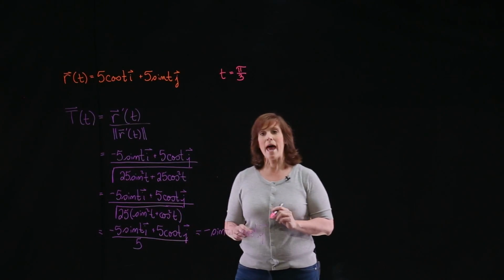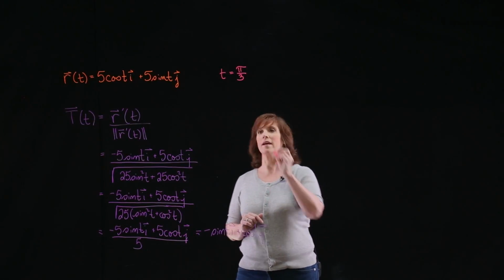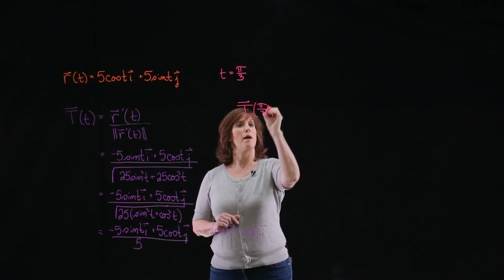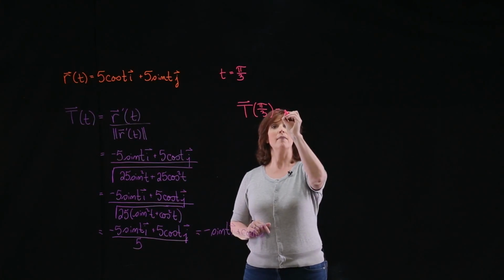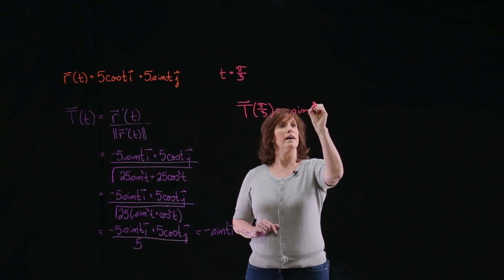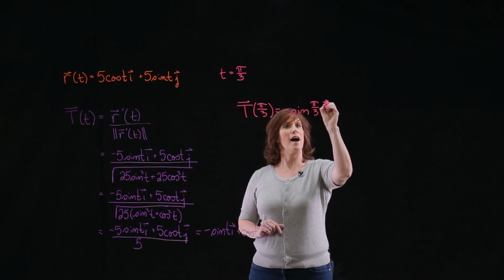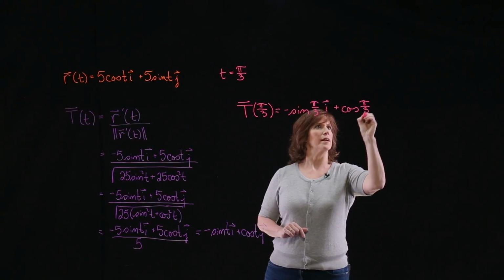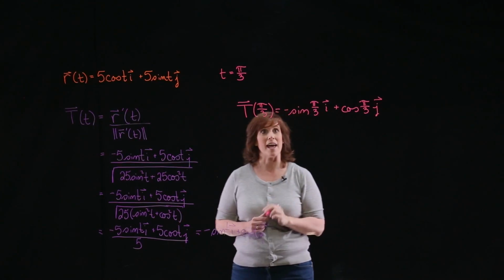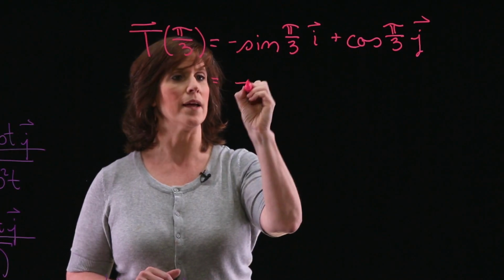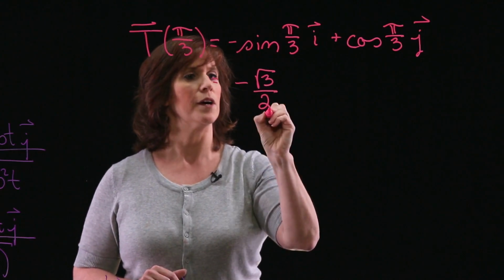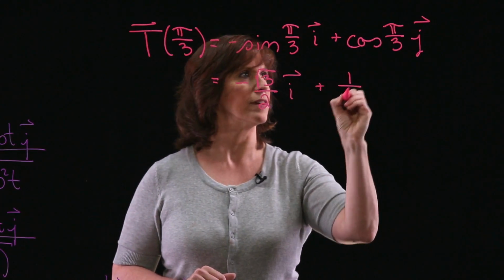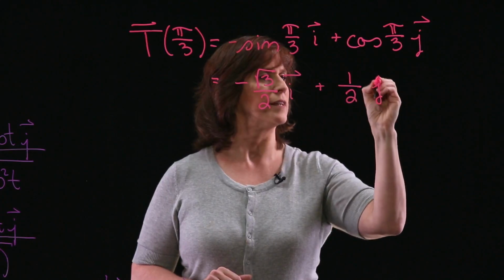Now I want to find out what happens specifically when t equals pi over 3. So what happens when t is pi over 3? I'm going to have minus the sine of pi over 3 times vector i plus the cosine of pi over 3 times vector j. Well, the sine of pi over 3 is square root of 3 over 2, so minus square root of 3 over 2 times vector i, and the cosine is 1/2, so that's 1/2 times vector j.